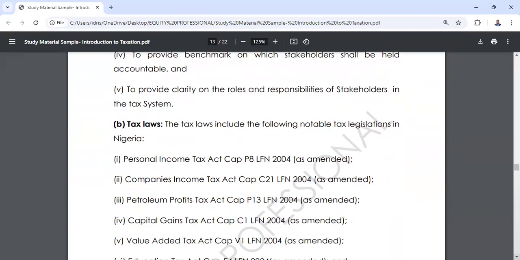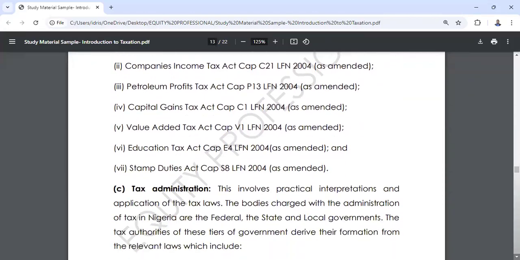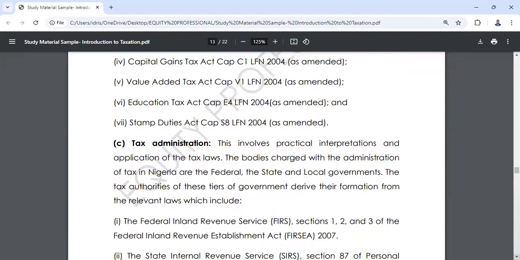I said the tax system has three elements: tax policy, tax law, and tax administration. We have talked about tax policy, which in Nigeria is the national tax policy, and we looked at its objectives. Tax law: what are the tax laws that we have in Nigeria? We have the Personal Income Tax Act 2004, Company Income Tax Act 2004, Petroleum Profit Tax Act, Capital Gains Tax Act 2004, Value Added Tax Act 2004, Education Tax Act, and Stamp Duty Act. All these are the tax laws that we have in Nigeria.